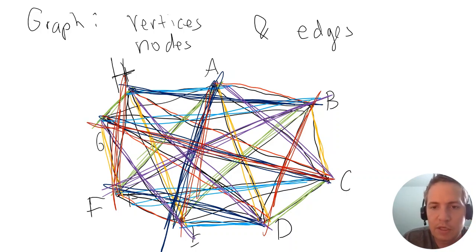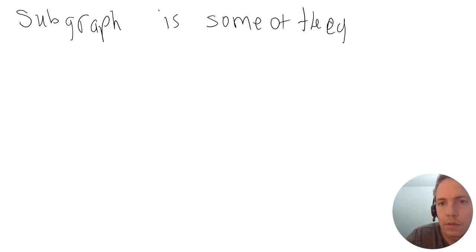And what we end up getting is, we see the idea here is that to build a schedule, what we're going to end up doing is we're going to color code these with what we call subgraphs. So what is a subgraph? So a subgraph is some of the edges and vertices of the original graph.